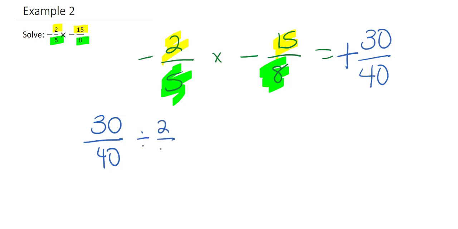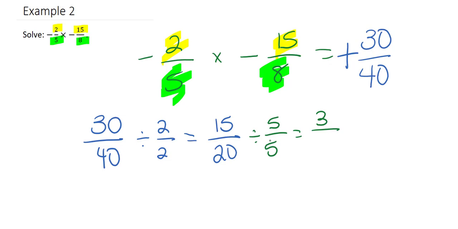Let's go ahead and divide by 2 on the top and bottom. Well, 30 divided by 2 is 15. 40 divided by 2 is 20. Now notice both end in a 5 and a 0. So that means we can actually go ahead and divide by 5 on both. 15 divided by 5 is 3. 20 divided by 5 is 4. So we have 3/4 as our final answer.